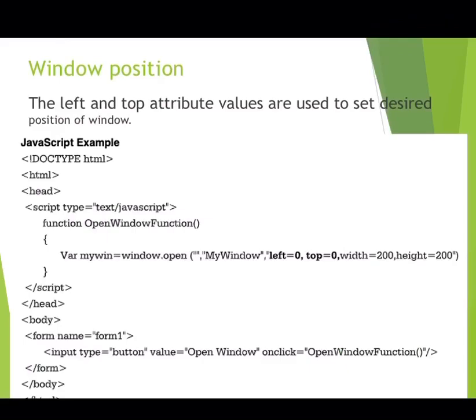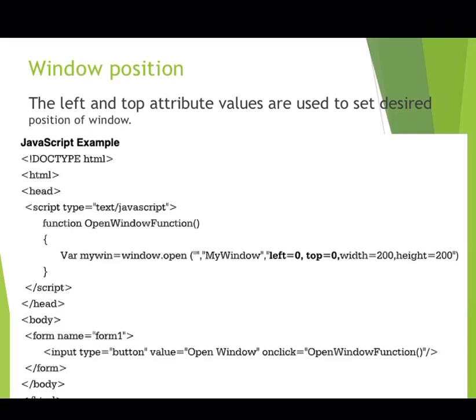Next is the position of the window. As I explained in the style section, the top and left attributes are basically used to specify a position for your new window. Okay, we'll see now how we are going to specify a position for your new window using the top and left attributes.